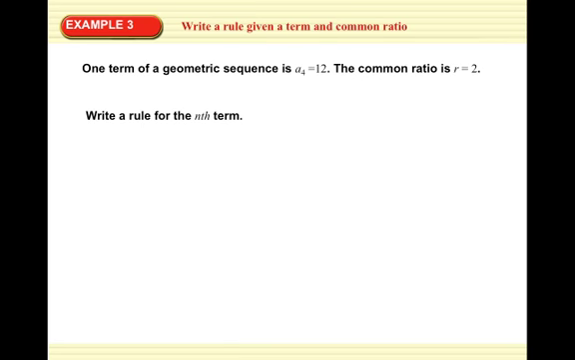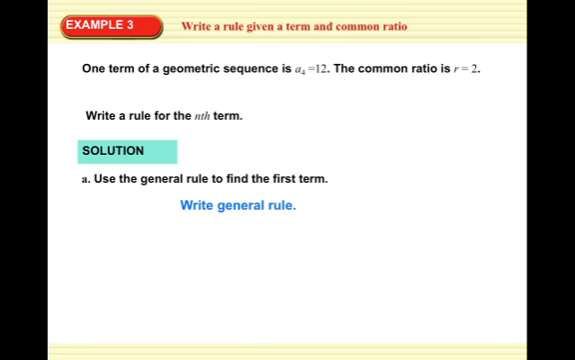All right, so for example 3, it says one term of a geometric sequence is A4 is 12, so the fourth term equals 12, and the common ratio is 2. We want to write out the rule for the nth term. So let's see. We're going to use the general rule to find the first term. So the general rule again is AN equals A1 times R to the n minus 1.